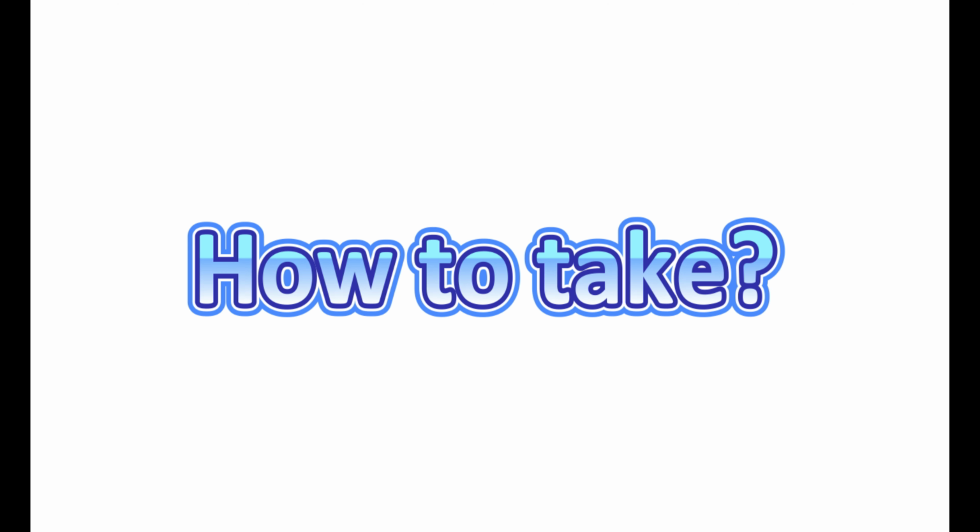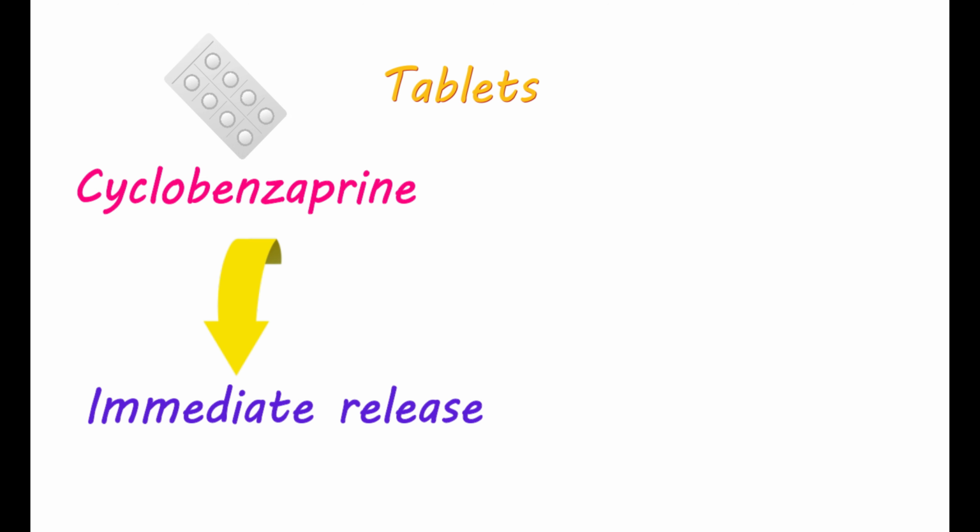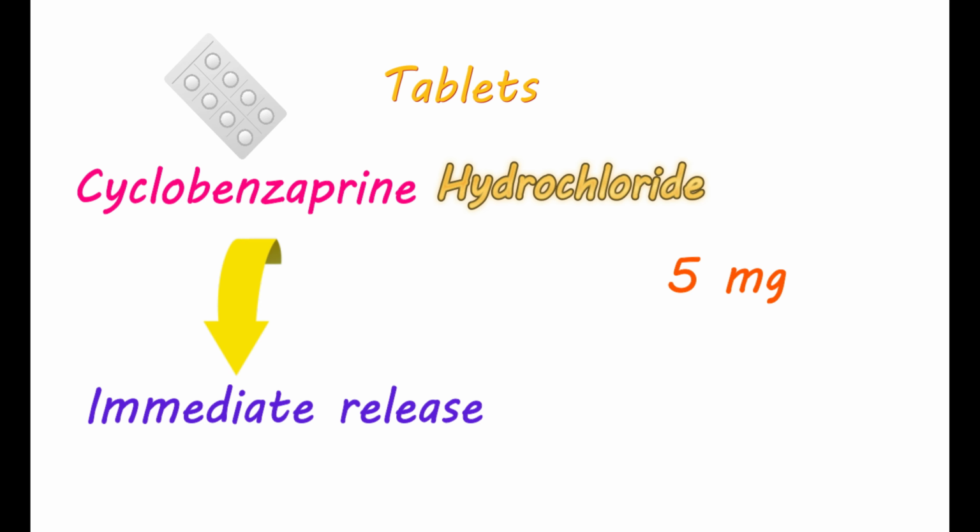How to take this medication? You can get cyclobenzaprine as tablets intended for immediate release of medication. Each tablet contains cyclobenzaprine as its salt hydrochloride. They are available in 3 strengths: 5 milligrams, 7.5 milligrams, and 10 milligrams.